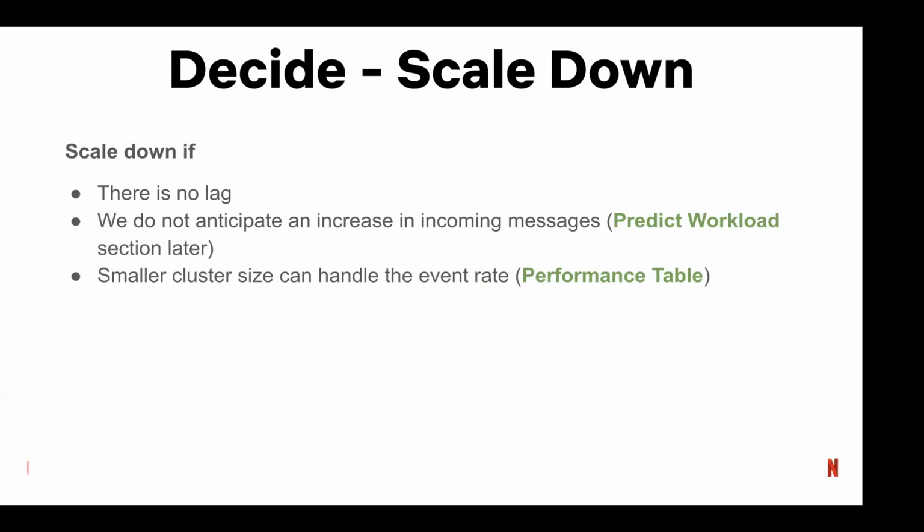The criteria to scale down is also simple. So if the router has no lag and we don't anticipate an increase in incoming messages, and a smaller cluster size can handle the current event rate, then we'll scale down. Now, there are some more details here, like how do we anticipate if the incoming event rate will increase? There's some work to be done to do that, and I'll talk about that in the predict workload section. Similarly, how do we know if a smaller cluster size can handle the current event rate? That's covered in the performance table section later.